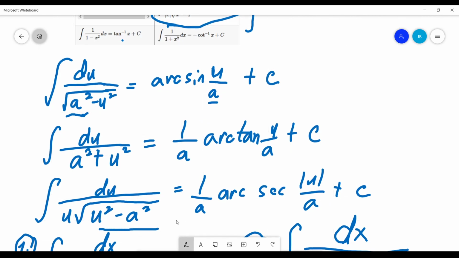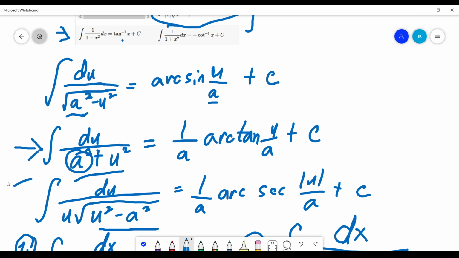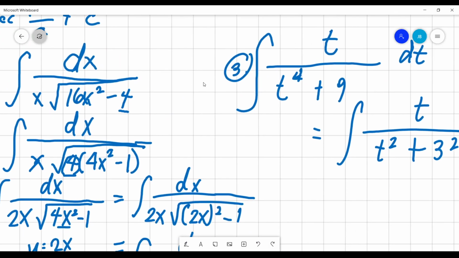All right, here. So du over a squared plus u squared. If you're going to derive this one in which our a is not equal to 1, it will still be the same. So we can use this one or this one. We can use this one if our a is not equal to 1. Okay? So let's go back to the problem.